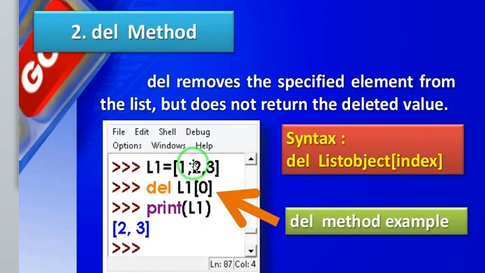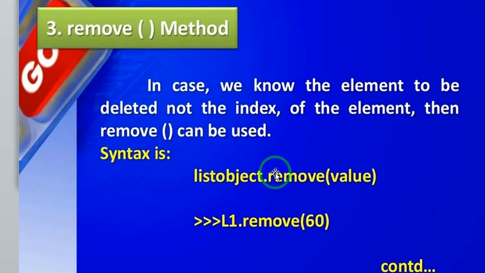Delete removes the specific element from the list but does not return the deleted value. This is how it's different from the pop method. So it deletes the element at index 0, and when you print the new list, it just prints the new list.